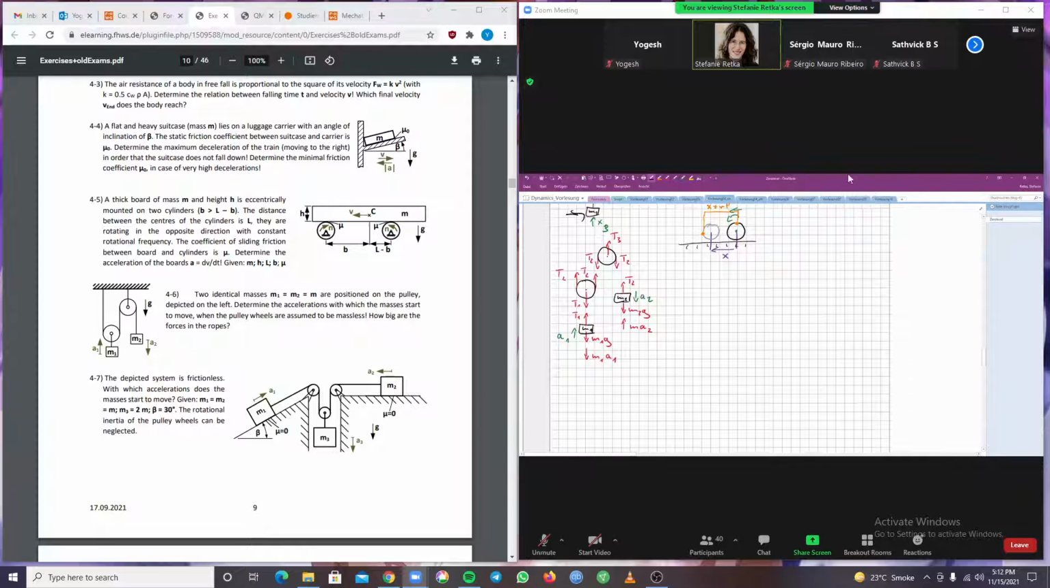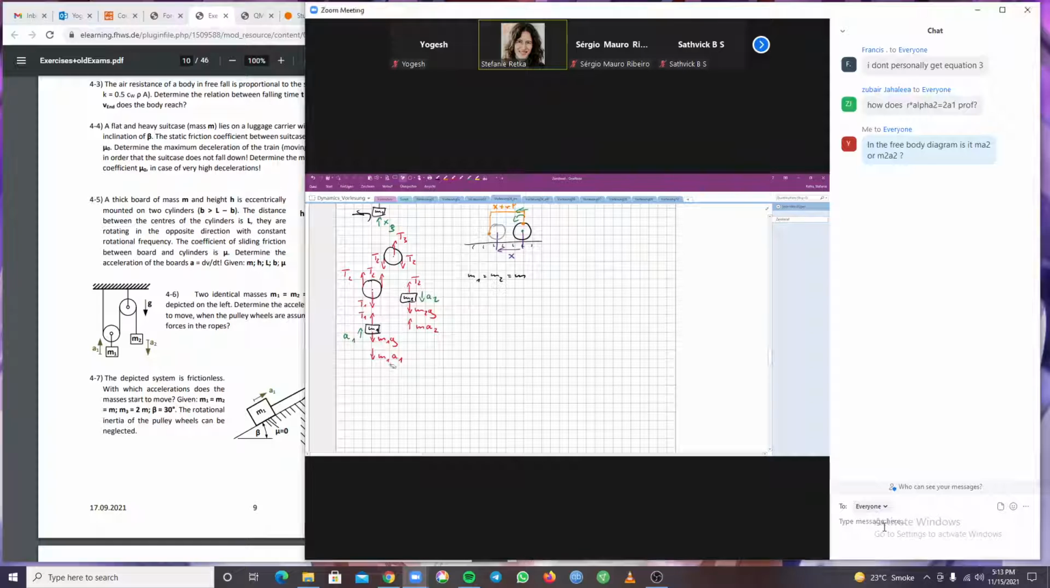The masses are given as follows: m1 is equal to m2 is equal to m. So you could neglect the indices of the masses and simply state m a2 and m a1.